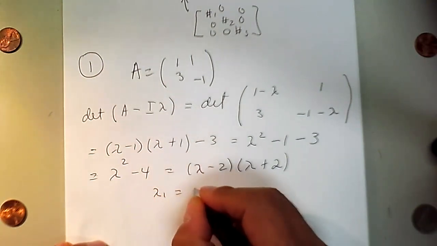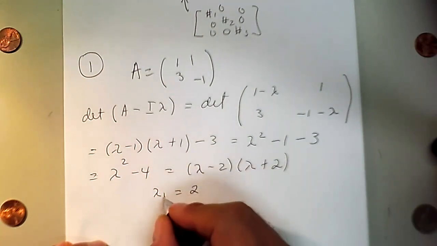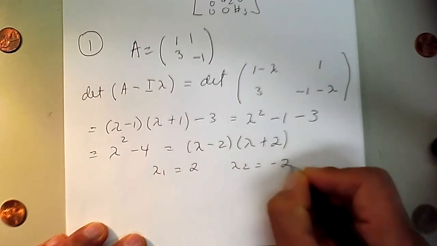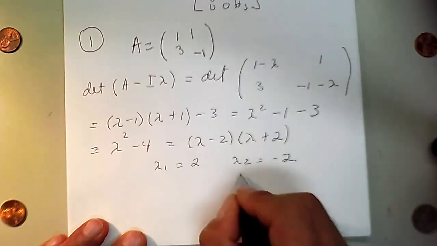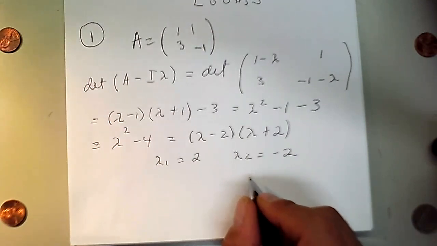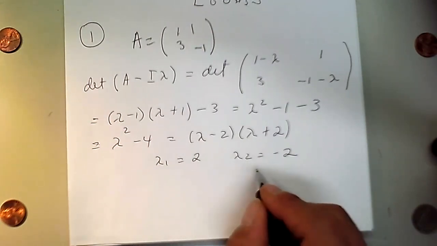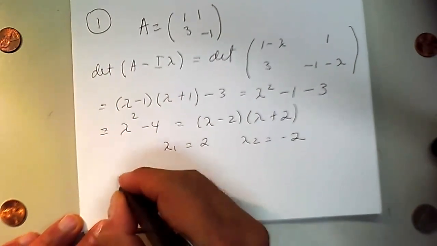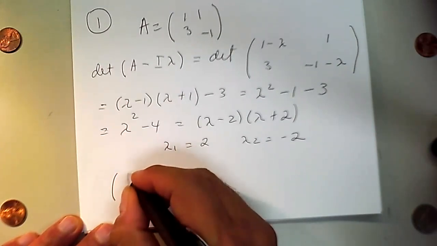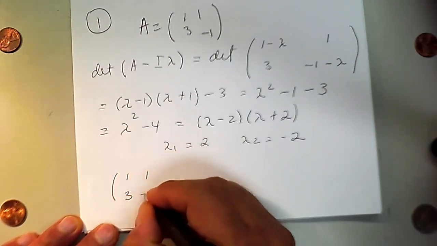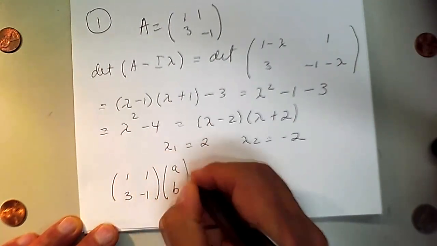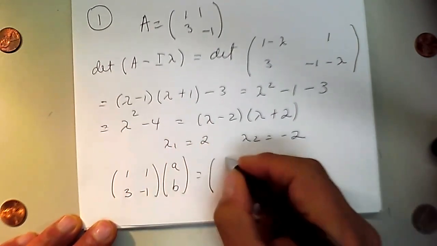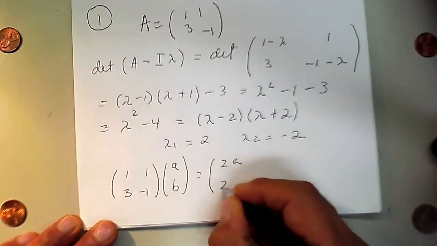So we have two eigenvalues, lambda 1, which we can label as the first one, will be 2, and the second one we can label as lambda 2, will be -2. Each one of those eigenvalues will have an eigenvector. Let's find the eigenvector for 2. So we want to find, okay, 1, 1, 3, -1. We want to find vectors A, B so that we end up with 2A, 2B.